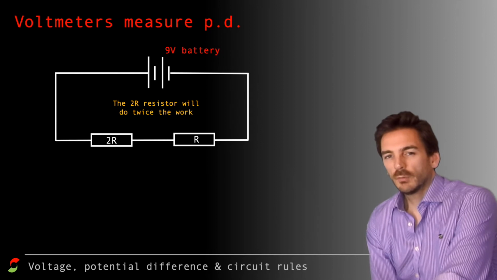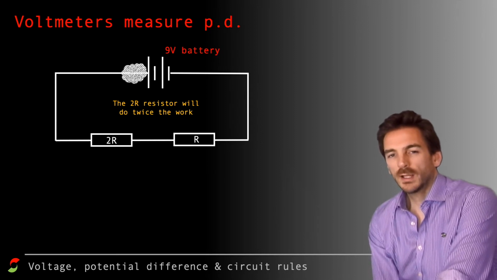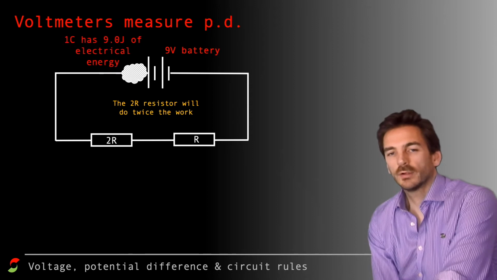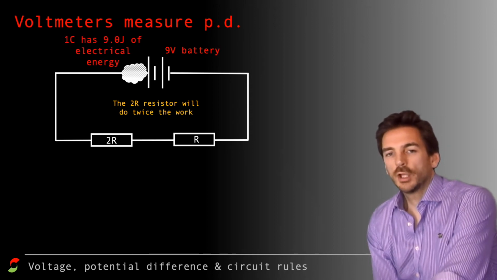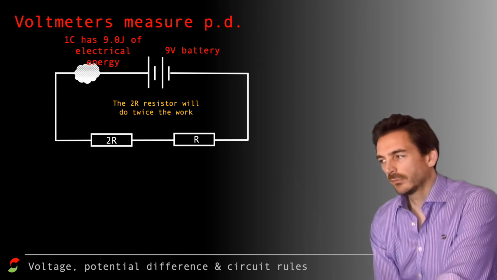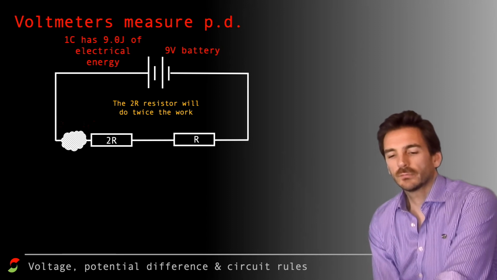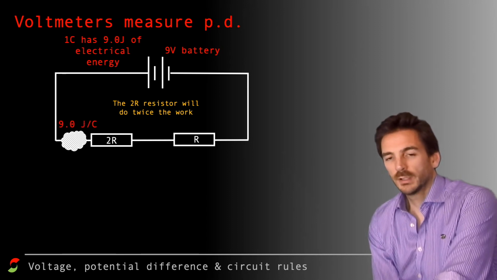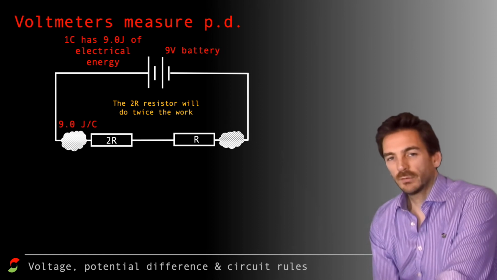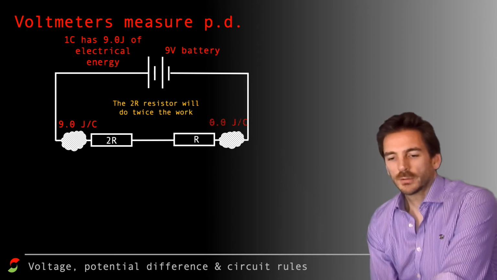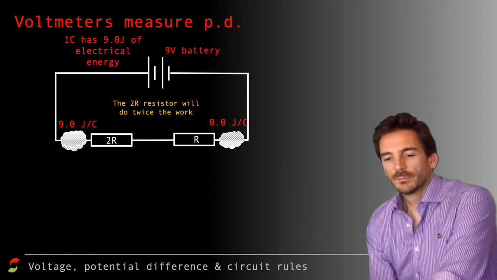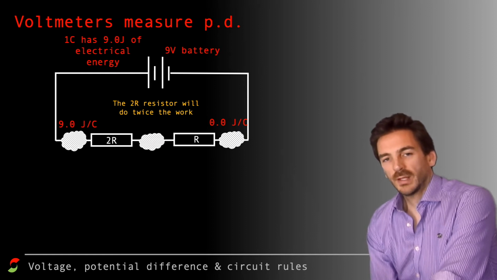So it's still a 9-volt battery, and we've got a Coulomb here, and that Coulomb is going to have 9 joules of electrical energy. And these two resistors will do all of that 9 joules of work on that Coulomb. So when that Coulomb gets around to this position here, it's still got 9 joules of electrical energy. And when it gets to this point here, after those two resistors, it's going to have no joules of electrical energy. But it'll have to do twice the amount of work through that first resistor than that second one.